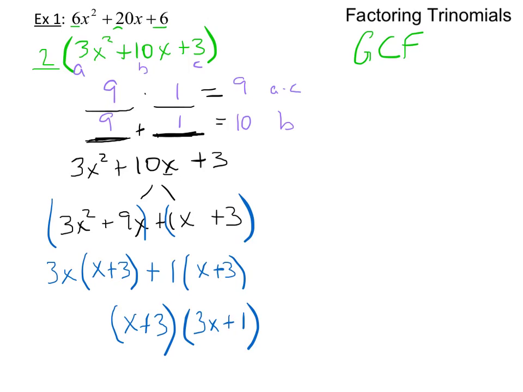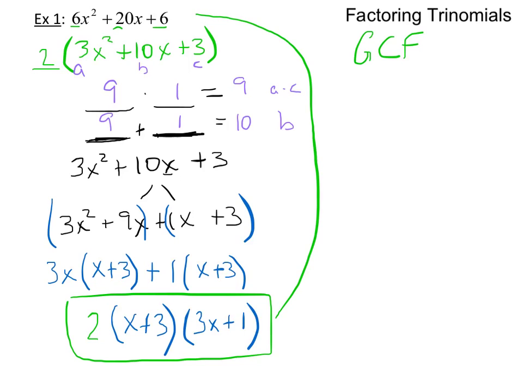And just like I promised before, our GCF, the 2, is going to come down and it's going to be in front of our answer, and that is it. If you were to multiply this out, either using the box or FOIL, what you would notice is that the polynomial that you get is that original polynomial. You can try this out on your own to see that it works. But this right here is our answer. That is our completely factored form. Let's go on to the next example.